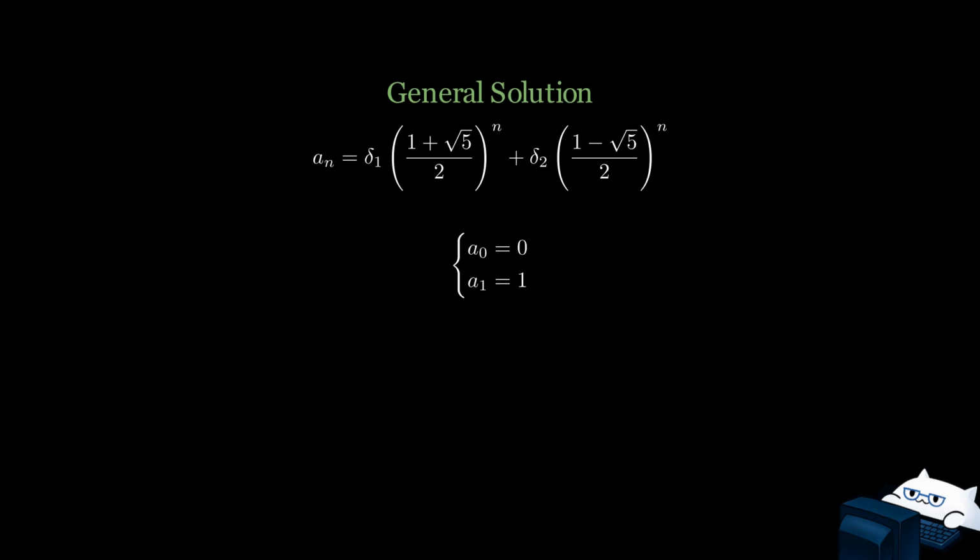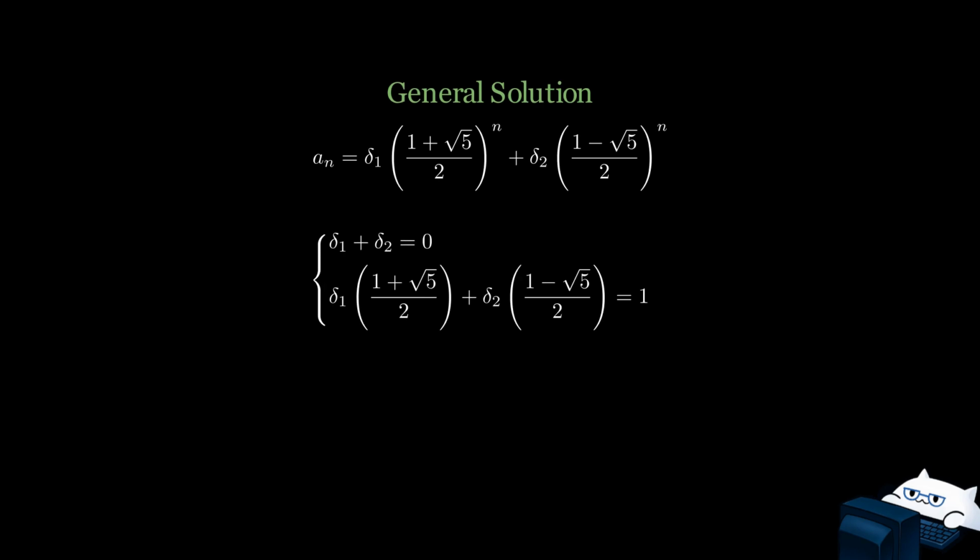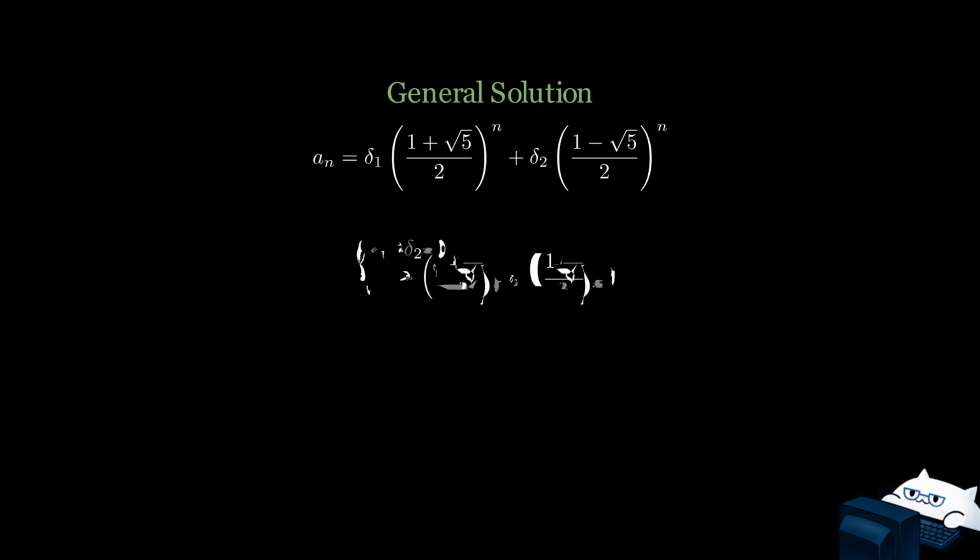The solution consists only of solving this system of equations, so I'm just going to play a few animations going through the process. You can pause if you want to take a closer look. From the system, we find that our coefficients, delta 1 and delta 2, are 1 over square root 5 and minus 1 over square root 5.